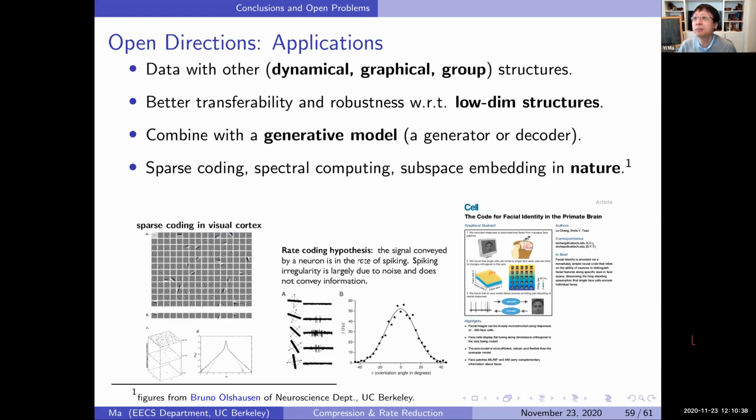Finally, applications may be more fun. How do you apply this to other data? I care about visual data. Maybe other people care about dynamical data, graphical data, or group structure data, like permutation groups. There are some people who study that.